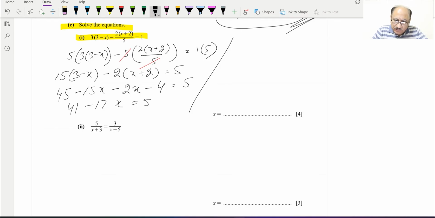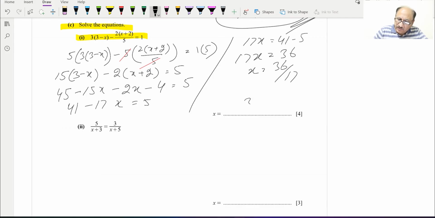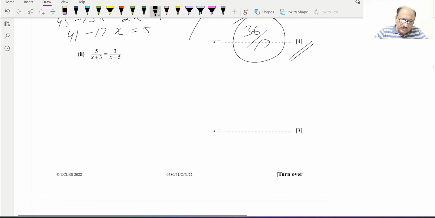And further we can shift 17x to the other side. So 17x is equal to 41 minus 5, and 41 minus 5 will be 36. So 17x is equal to 36. So x will be equal to 36 over 17, or we can provide the answer in mixed fraction also. Now this one, second part, this is given, we need to write.